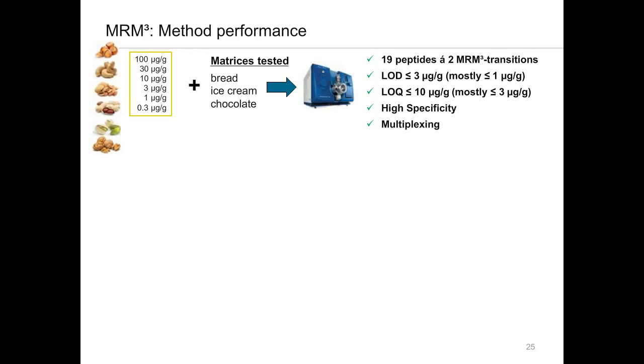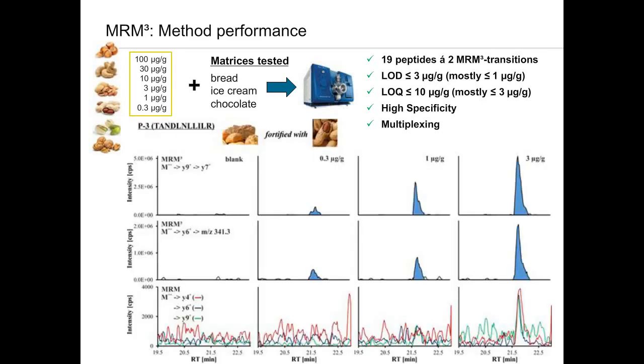The smaller the structure of the fragment ions is, the more reduced is the sensitivity. So my advice would be to use MRM transitions for MRM cube which are not too small. If you look at the middle and the lower lane, you see an identical sample, identical peptide, and you do not see any unspecific signals.